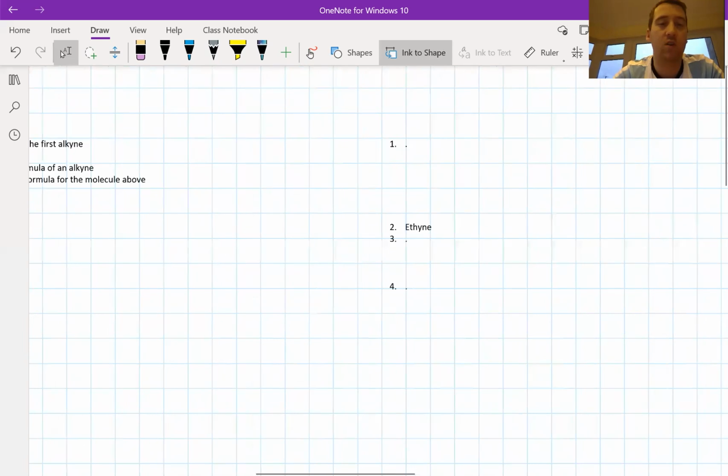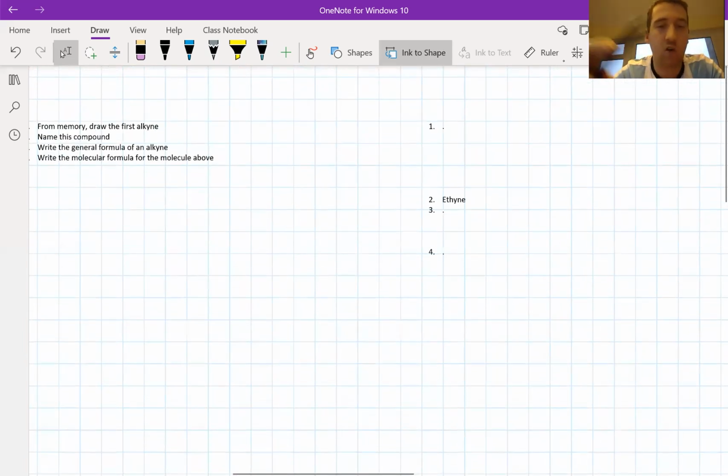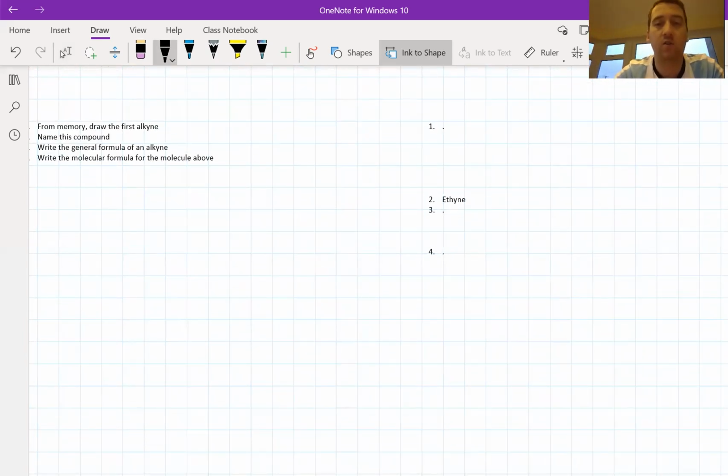I'm going to have to draw some of these out. So it says, from memory, draw the first alkyne. So just again, from memory, we draw the first alkyne. The first alkyne is C, triple bond C, and a hydrogen each side.